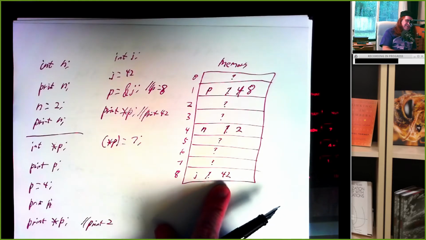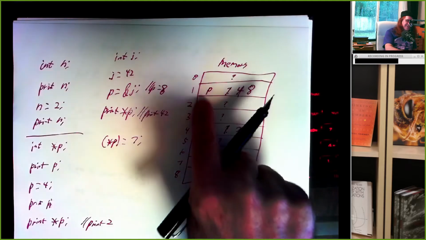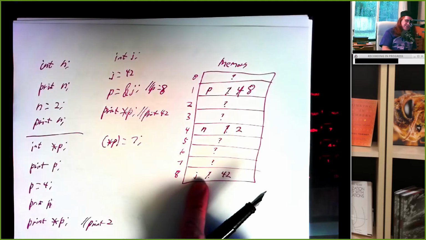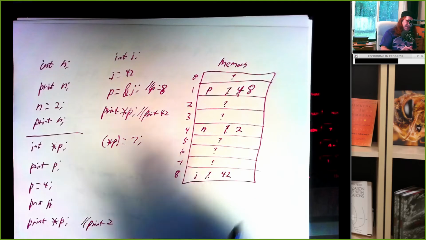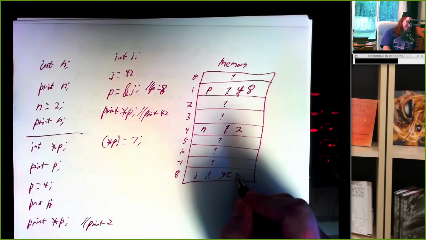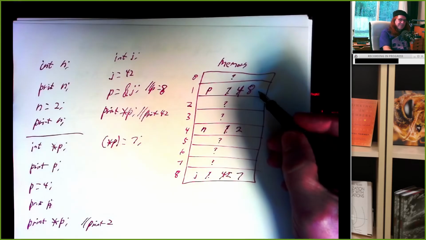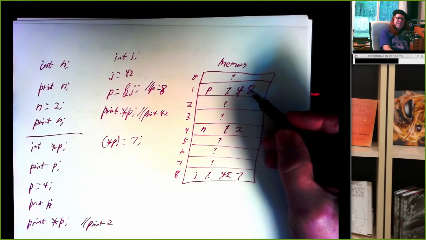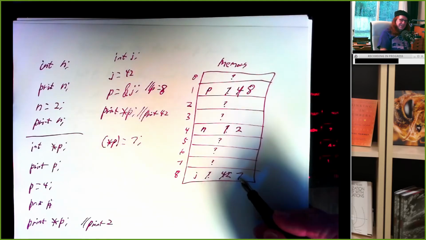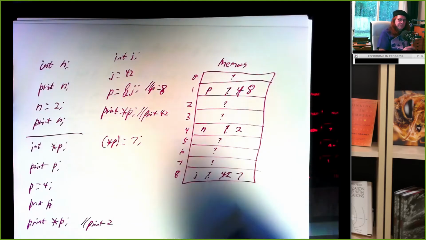So if I say star p equals 7, it says p is a pointer. Where does it point? Points to location 8. I'm going to set location 8 equal to 7. And it'll change this. If I just say p equals 7, it would write a 7 here. If I say star p equals 7, it comes here, sees that 8, and says, okay, I'm going to change what's at location 8.